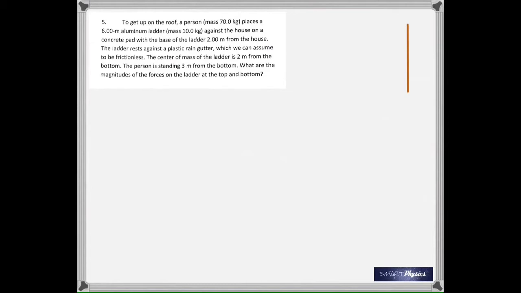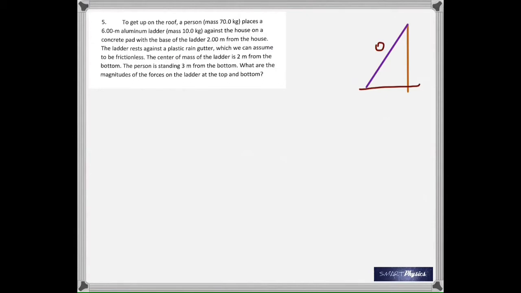The center of mass of the ladder, that is where its weight could be imagined to be acting, is 2 meters from the bottom, and the person is standing 3 meters from the bottom. And you've got to find the magnitude of the forces on the ladder at the top and at the bottom. Right. So that is the ladder.